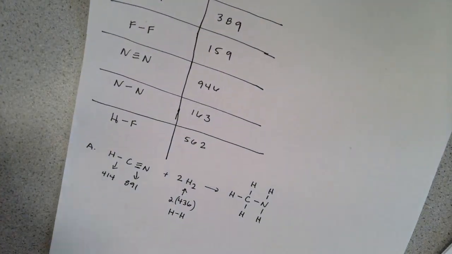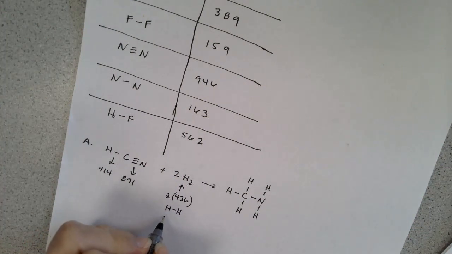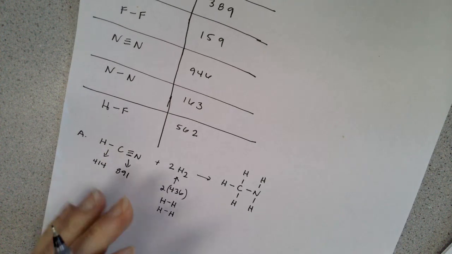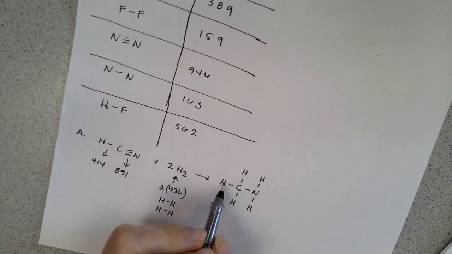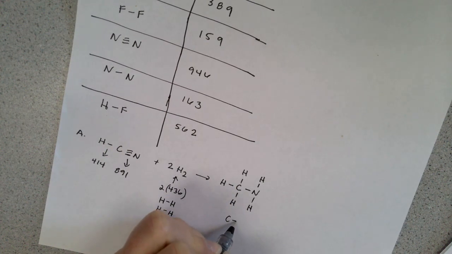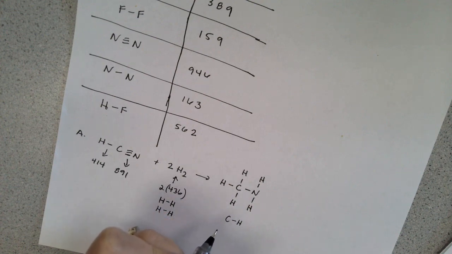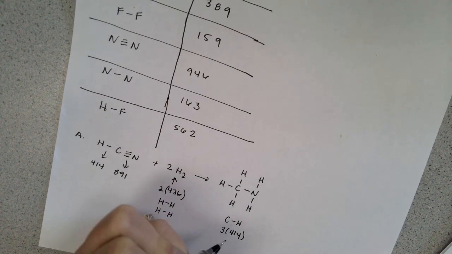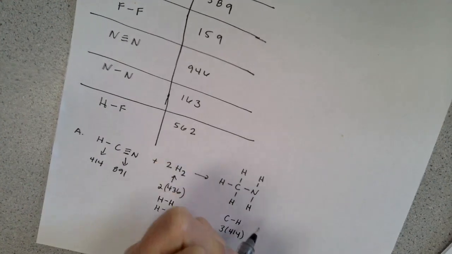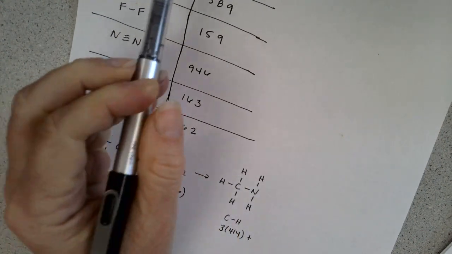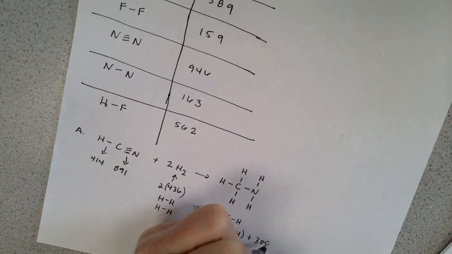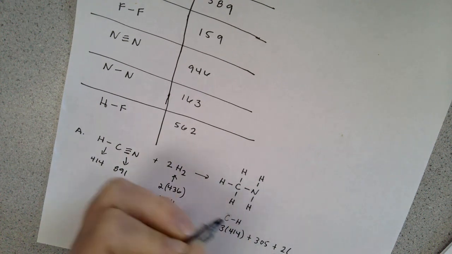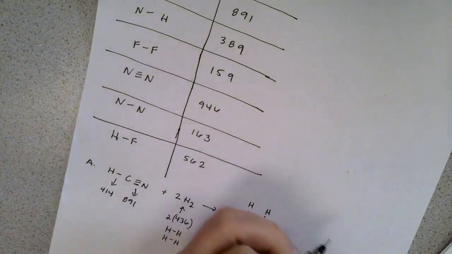Okay, all right, so I just put 2 times 436, because it's 2 of these. And then over here, we have 1, 2, 3 C to H bonds. So what is the C to H? 3 times 414. And then we have the C to the N, which is 305. Plus how many N to H's? 2 N to H's, so 2. N to H is 389.